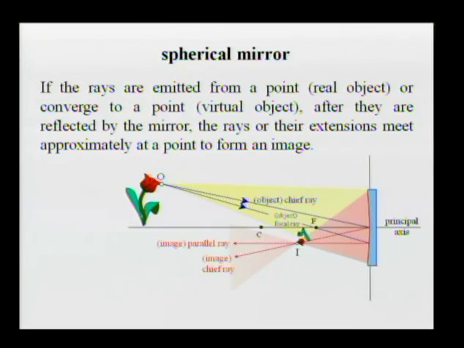Now the next one, the ray which passes through the center of curvature, well, obviously it is going to hit the mirror perpendicularly. I mean, the surface of the mirror is going to be perpendicular to the ray, so the ray will be reflected back along the same line. And this ray is called normal ray. Normal because it hits the mirror at a zero angle of incidence.